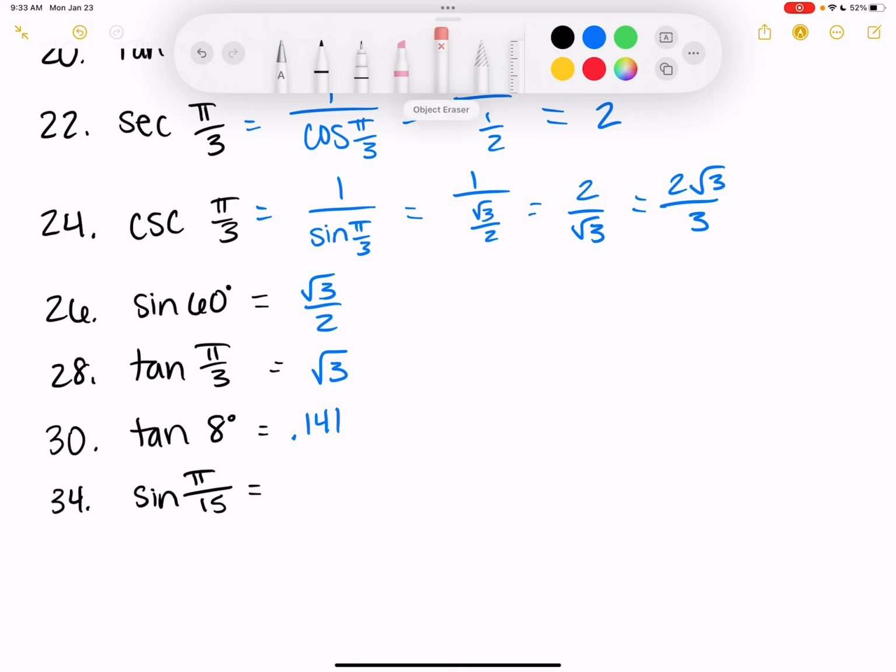0.2, oops, wrong color. 0.208. And let's do one more.